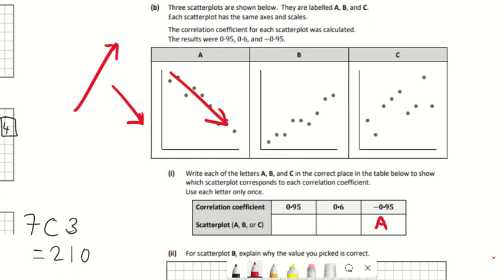Now, the closer the dots are together, the closer the correlation coefficient will be to 1. So you can see that these ones here are closer together than the ones here, if you put in a line of best fit there. So because the ones are closer in B, that means that that's going to be B, because 0.95 is closer to 1. It's almost 1. 0.6 is a good bit away from 1 then, and that means that the dots are more spread out. So therefore it's going to be C.